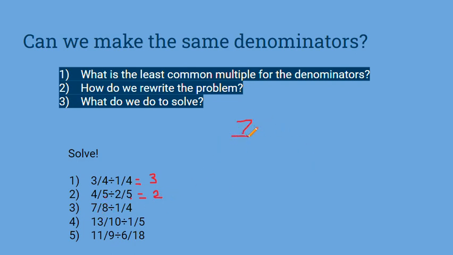Next one I got here is 7/8 divided by 1/4. But those aren't like denominators. However, that 4 is a factor of 8, so I can go ahead and make that into eighths, which gives me 2/8. Remember that when you convert one part of a fraction, you've got to convert the other part. So then those eighths we don't need to worry about again. It's just 7 divided by 2 at this point. And that gives you 3 1/2.